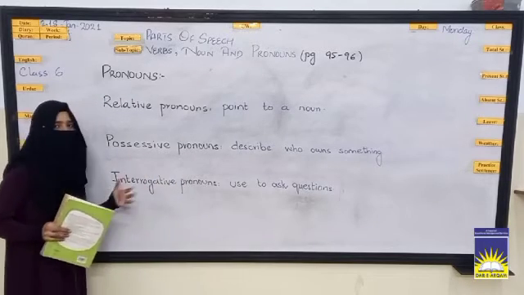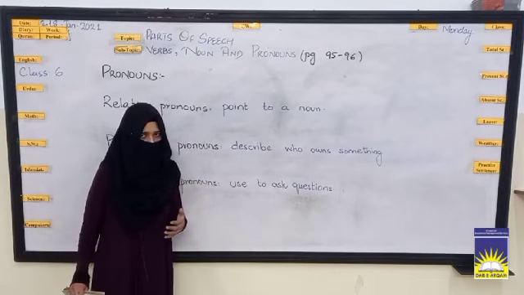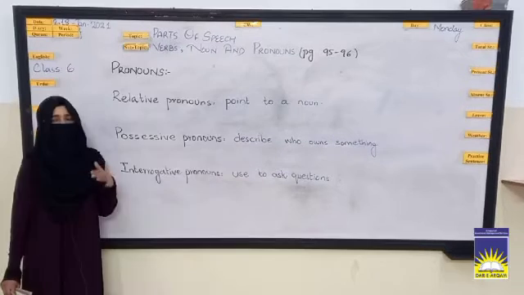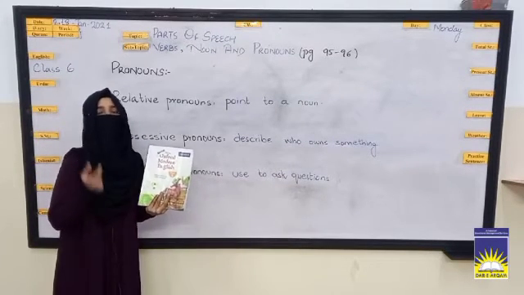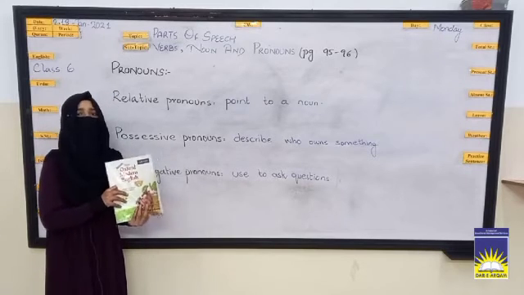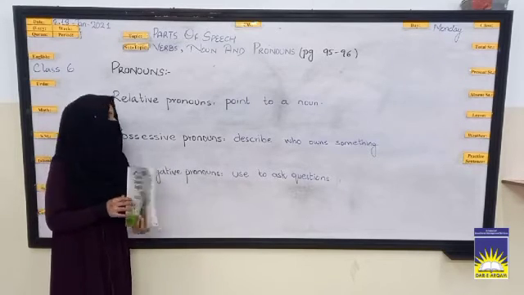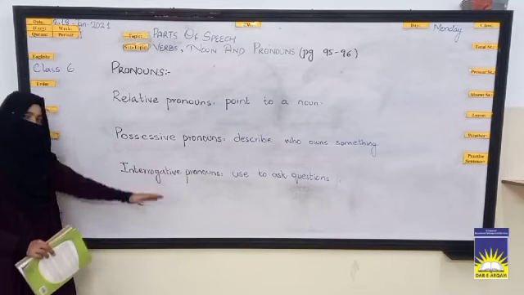So a possessive pronoun is such a type of pronoun which describes who owns something. For example, this is my book. So the word my is the possessive pronoun. The word my is showing that this book is in my possession. So this is how we find the possessive pronoun.